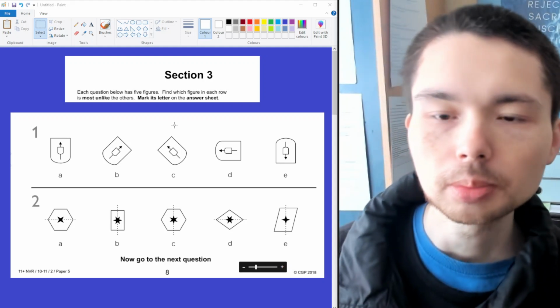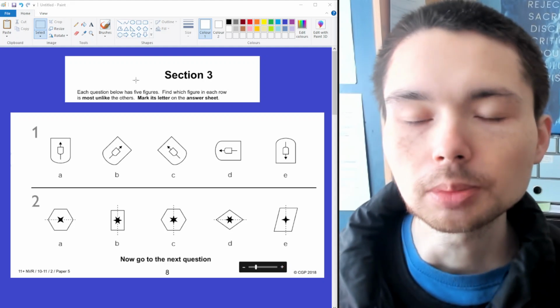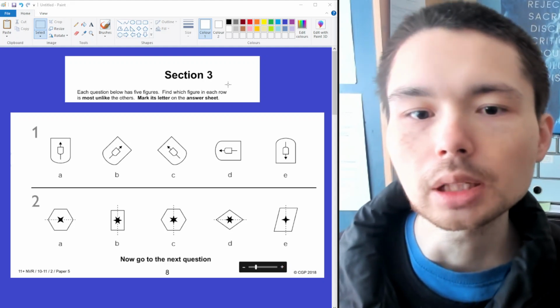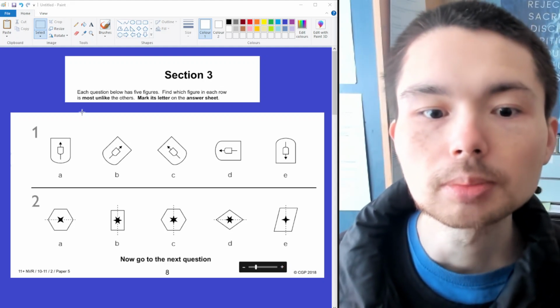Welcome to Non-Verbal Paper 5, Section 3. Each question below has 5 figures. Find which figure in each row is most unlike the others. Question 1.